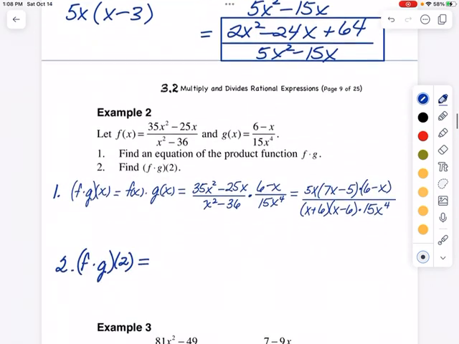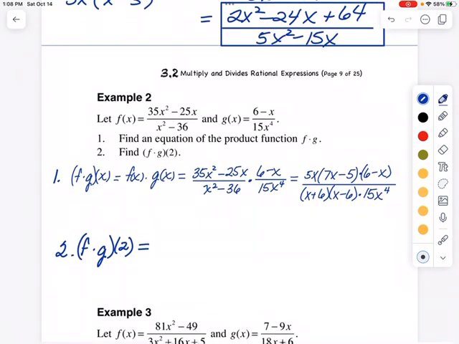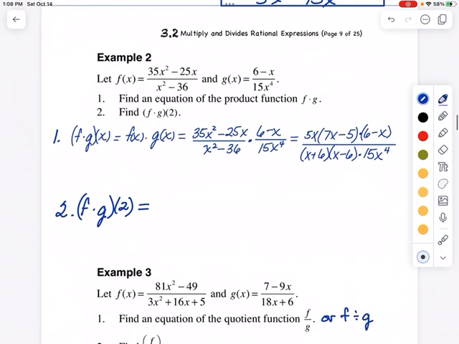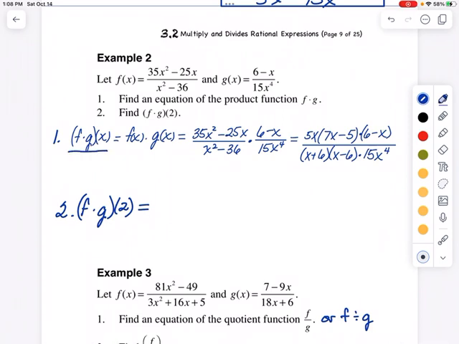Okay, now we have this multiplying and dividing using functional notation. So I have f of x and g of x, and we want to find an equation for the product of the function f times g. When you see this, oftentimes, this does not mean f times g times x. That means f times g of x. So it means just take f of x and multiply by g of x. So I've already got that laid down for you.